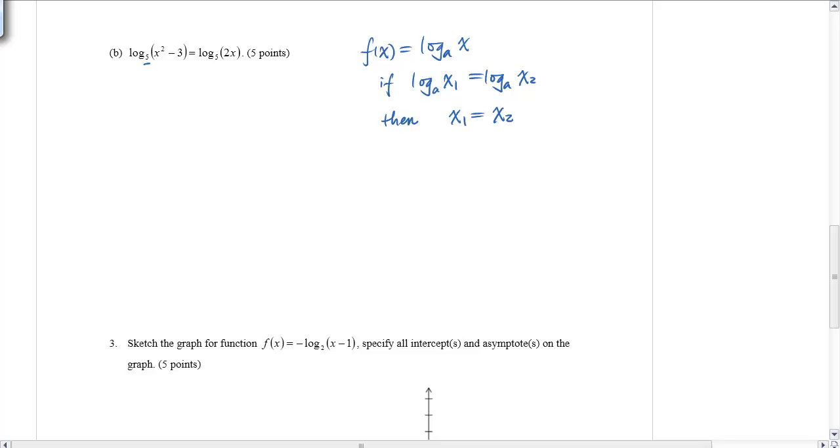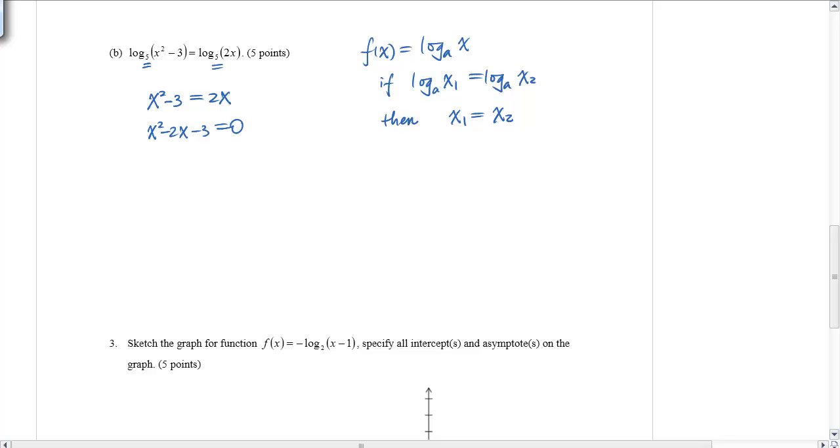Therefore, here as you can see, these two logarithmic expressions have the same base. Therefore, we can apply the one-to-one property right away, which gives x squared minus 3 equals 2x. Rearrange this: x squared minus 2x minus 3 equals 0. We notice that this is a quadratic equation.